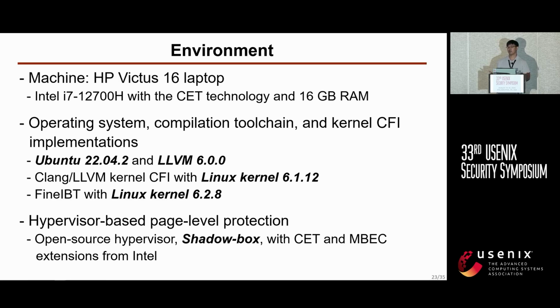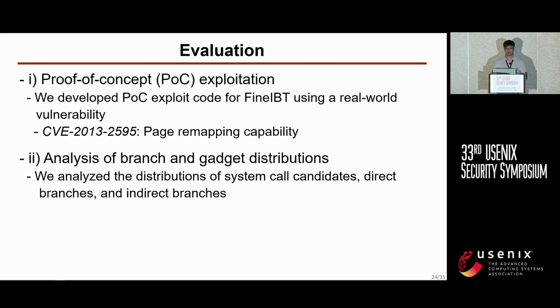Our evaluation system has a CET-enabled CPU. It ran Ubuntu version 22.04 with LLVM version 6 and used the open source hypervisor Shadowbox. On this system, we targeted Clang kernel CFI and FineIBT across different kernel versions and configurations. For evaluation, we developed proof of concept exploit code with CVE-2013-2595. The vulnerability has page remapping capabilities, so it is suitable to evaluate our POP. We also analyzed the distributions of system call candidates and gadgets to show the feasibility.